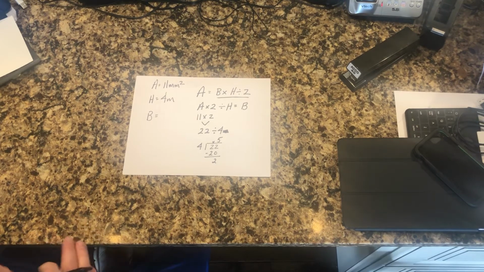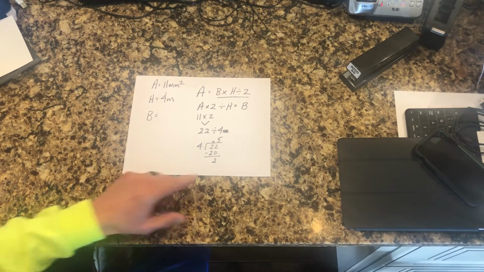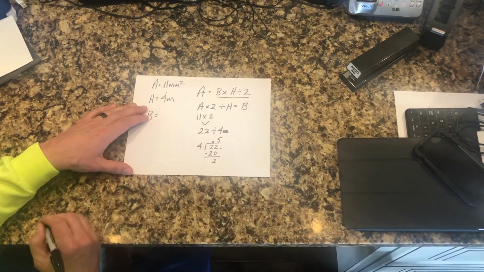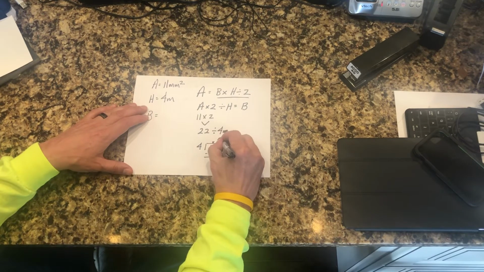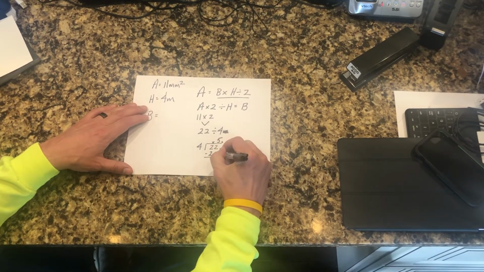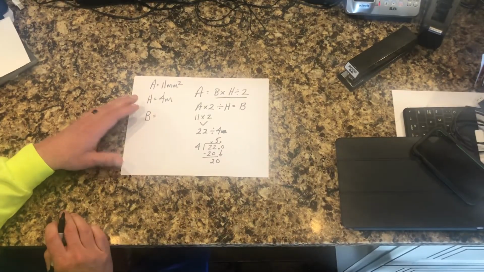So if we were sitting in class, I guarantee that some of you would say, I forgot how to do this. So if you don't reach your stop sign of 0, what you do is put a decimal in your dividend, and I'm going to put my decimal up here in my quotient as well. And then I'm going to add a 0, and I'm going to drop that 0 down to make 20.